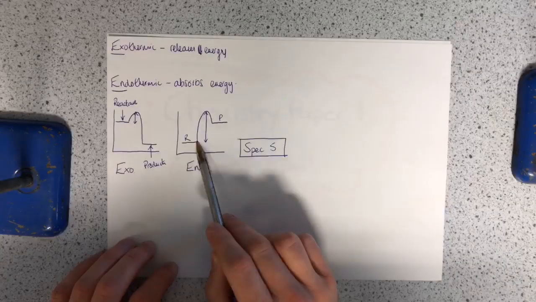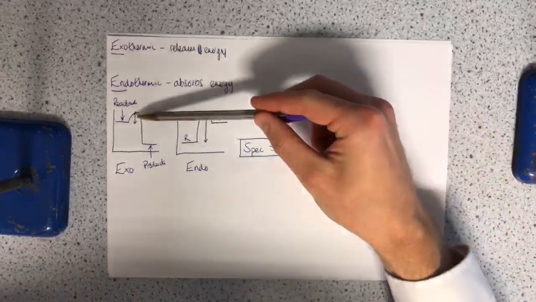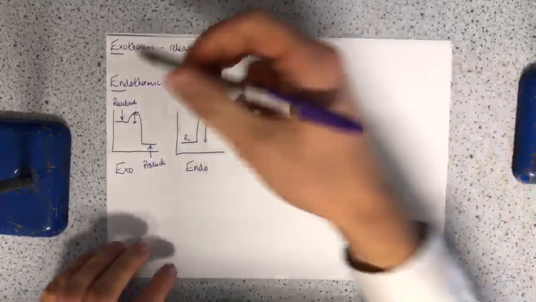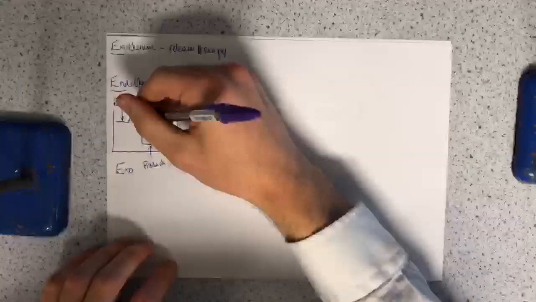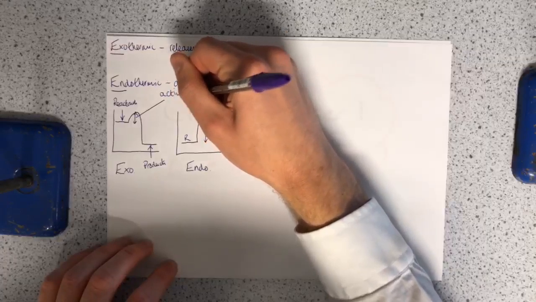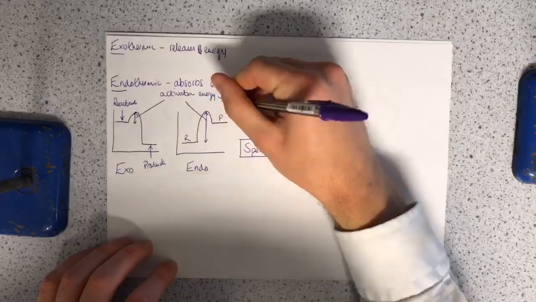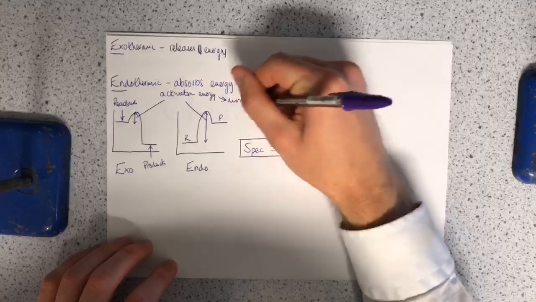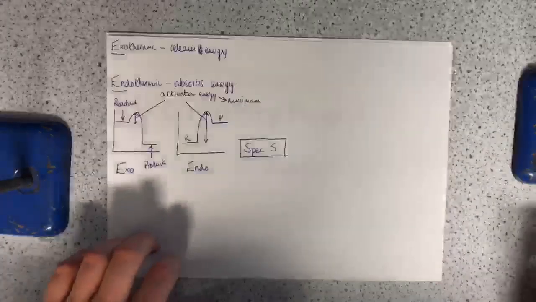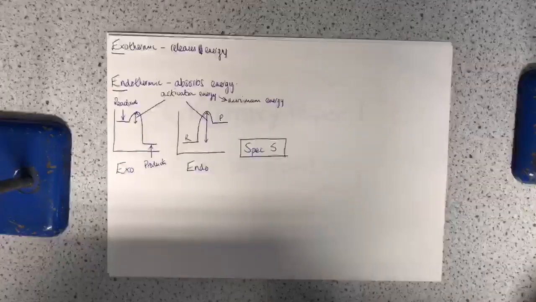So whatever the level the reactants start at, that is where your activation begins. And it always reaches the top of this hump, as you can see on the diagram. So that is called your activation energy. They may ask you the definition, and it's the minimum energy needed to start a reaction. So minimum energy needed to start a reaction.